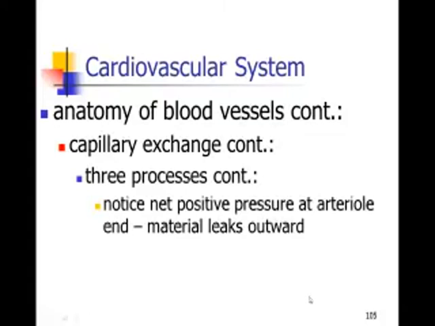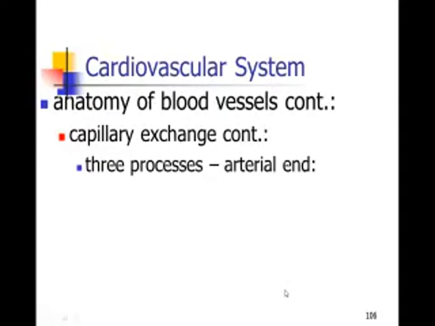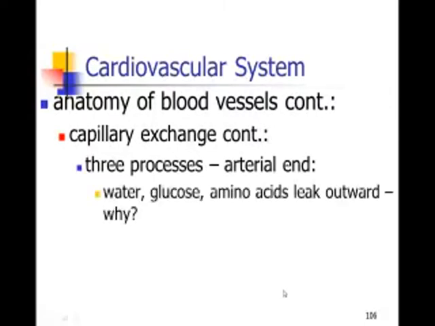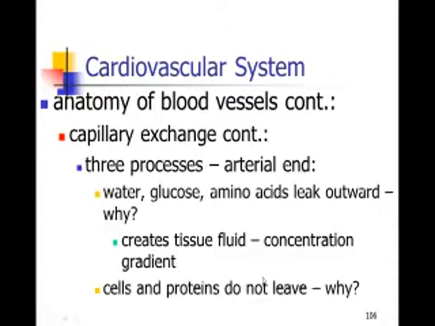So the net positive pressure at the arterial end makes things leak out, and the net negative pressure at the venule end makes things leak in. At the arterial end, the kinds of things that leak outward are going to be water, glucose, amino acids, and these are going to be leaking out because of concentration gradients. And because these things are leaking out, they are actually creating fluid, tissue fluid, surrounding the cells. Cells and proteins don't leave because, right, they are too big.